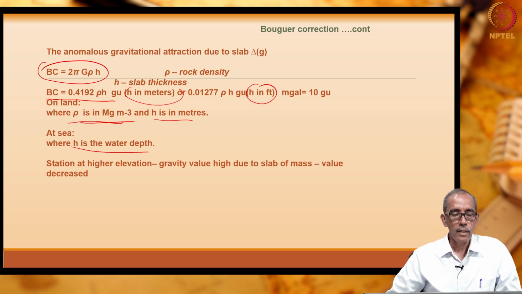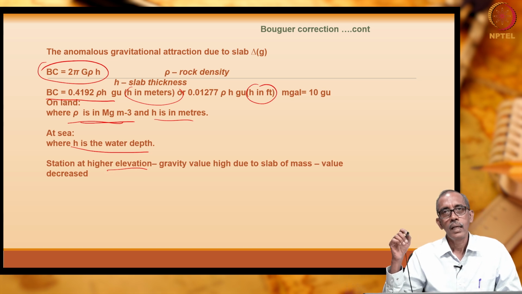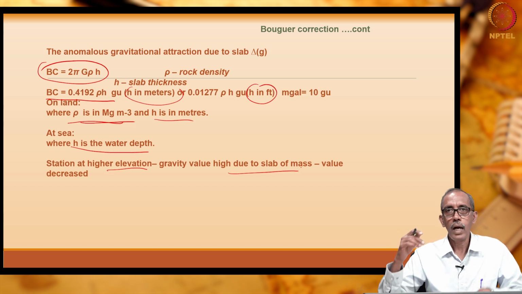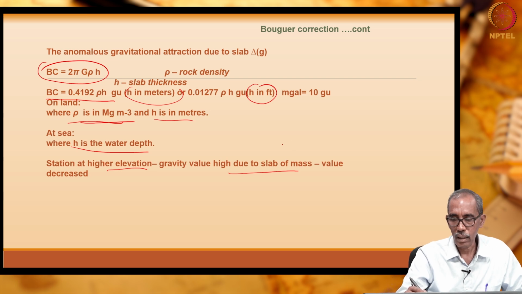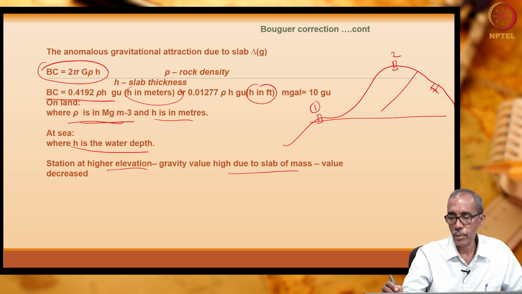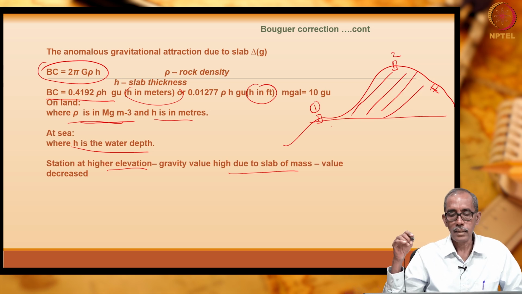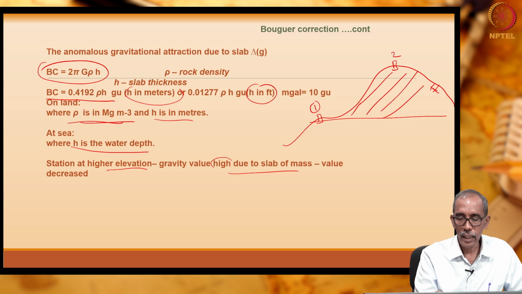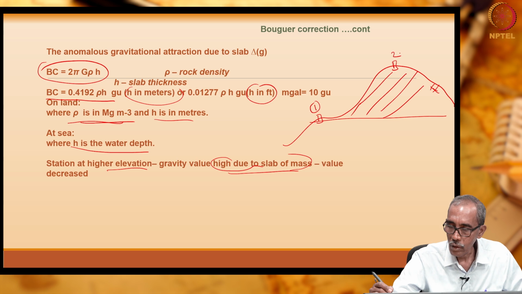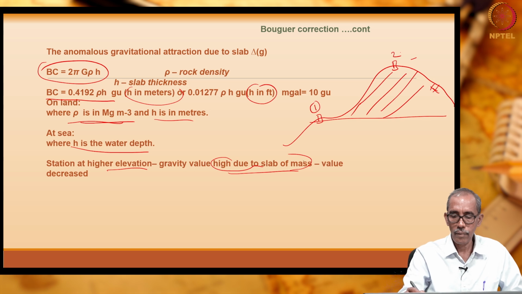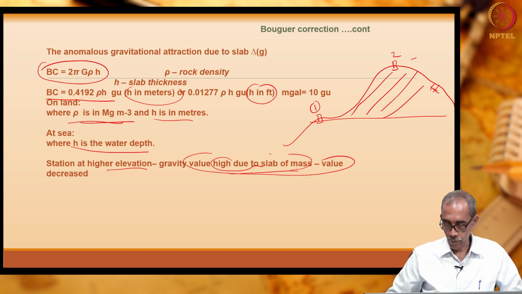So, on land, if you see a station at higher elevation, the gravity value will be higher due to additional mass. I will draw; this is the ground surface. Let us assume this is station 1, station 2. Station 2 has additional mass of material, so acceleration due to gravity will be higher due to the additional slab compared to 1. So, the value which we have obtained here has to be subtracted. We have to give a minus value.